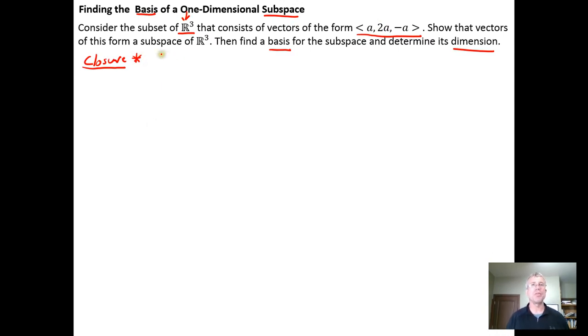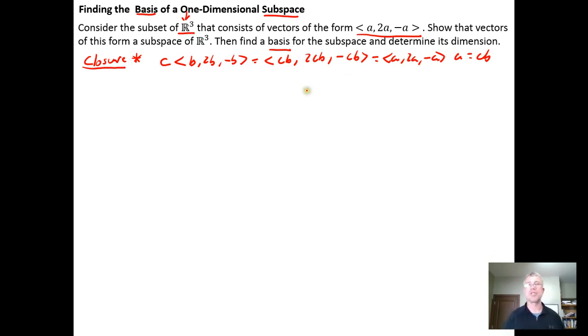To do that, all we need to do is take a scalar c and multiply it by a vector of the correct form. The vector b, 2b, negative b has the form a, 2a, negative a. If I distribute the c into the vector components, we get the vector cb, 2cb, negative cb, which does have the form a, 2a, negative a when a is equal to the real number c times b. So we're closed under scalar multiplication because we have the correct form when we multiply by a scalar.